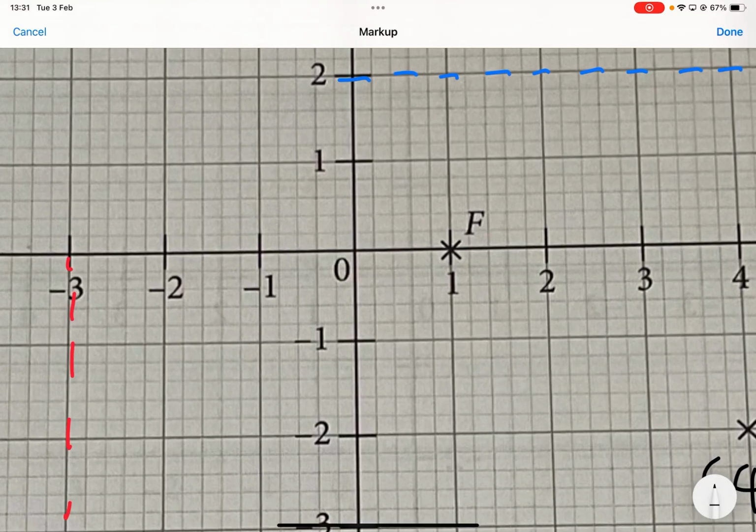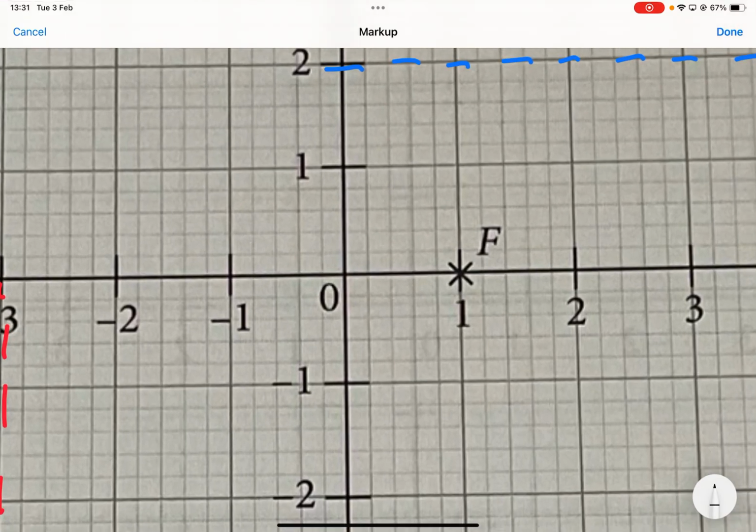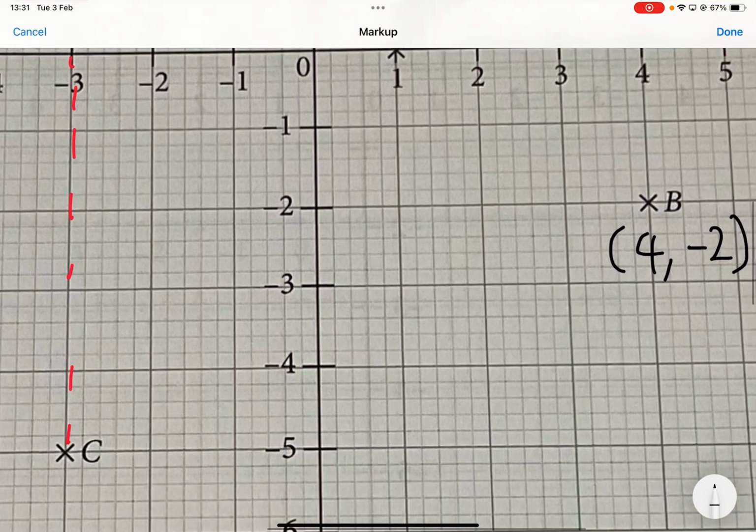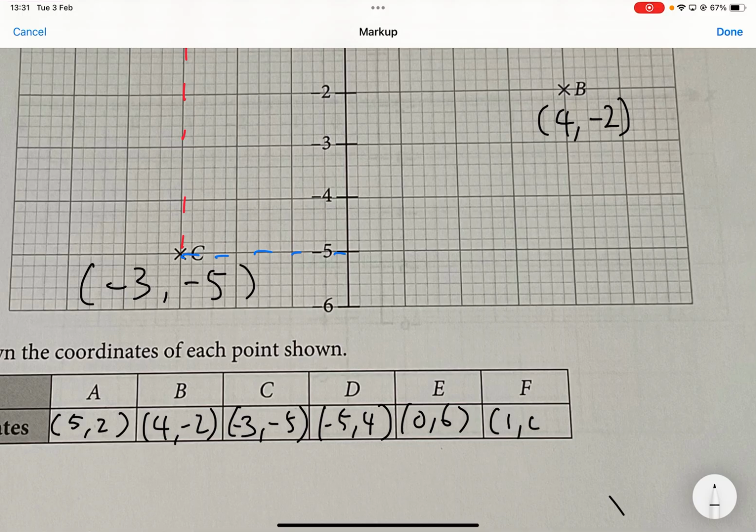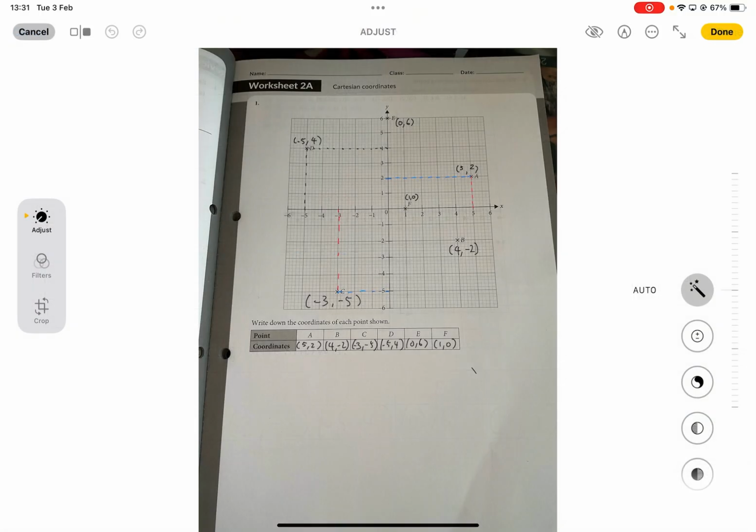Then for point F, the left and the right is 1. The up and the down is 0. Never go up, never go down. So the last one is (1, 0). Everyone must get full marks for these, they are the easiest points to get. And remember, your coordinate must be in brackets. Okay, then we go to the next question.